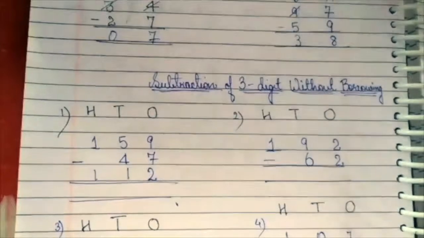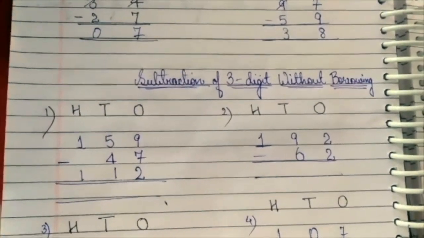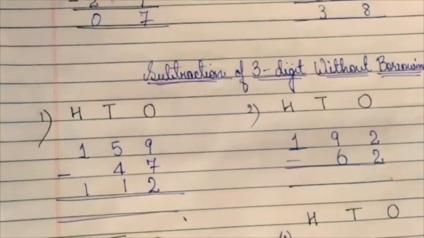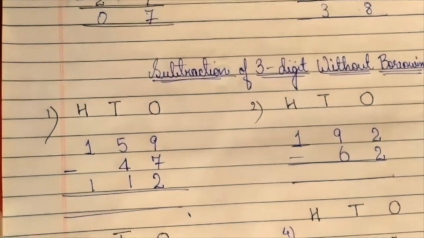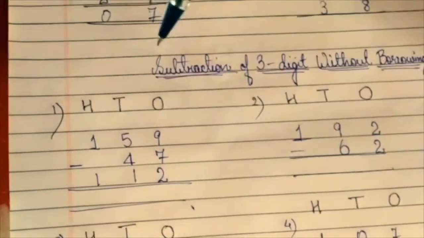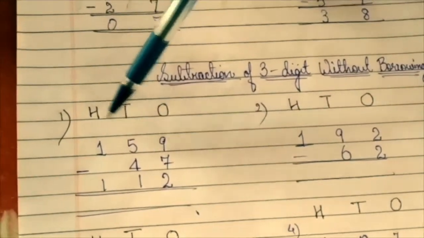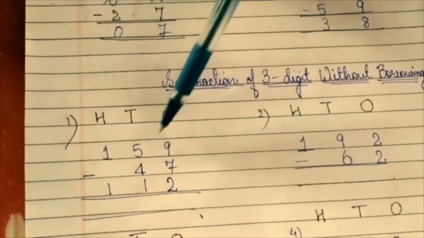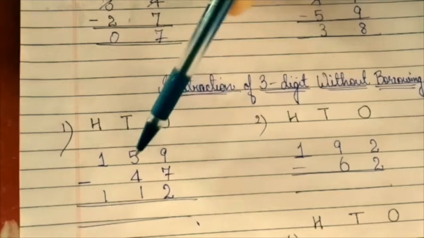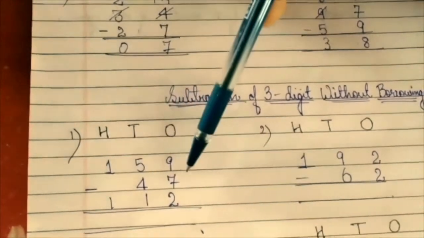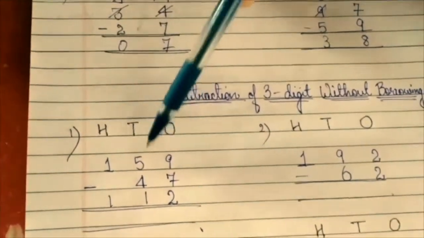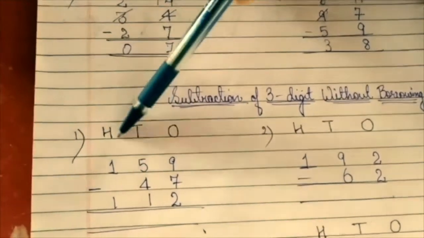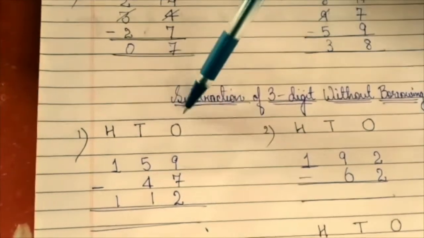Let us learn subtraction of 3-digit numbers without borrowing. I have taken a 3-digit number, 159. 159 means 1 hundred, 5 tens, 9 ones. Now I will subtract 47. 47 means 4 tens, 7 ones. As well, I will subtract 112. 112 means 1 hundred, 1 ten, and 2 ones.